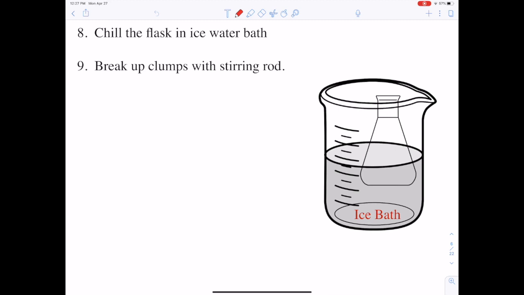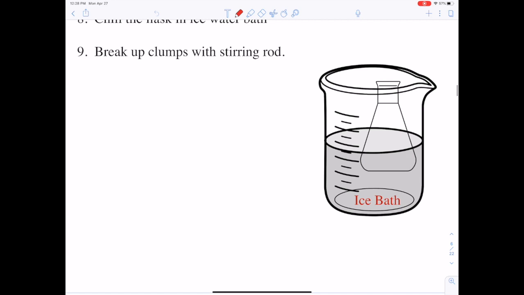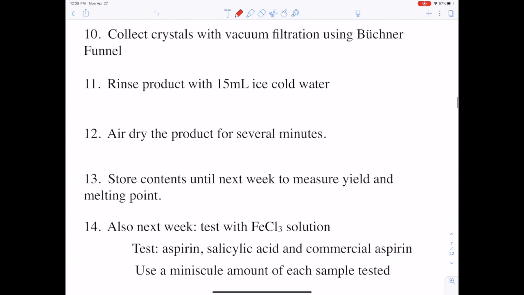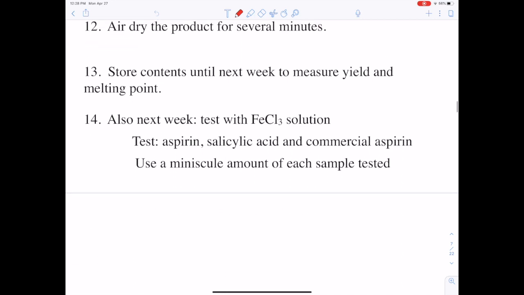The flask is then cooled, and crystals form, and these are broken up with a stirring rod. The crystals are collected on a Buchner funnel and rinsed with cold water so as not to dissolve crystals, or minimize how much are dissolved as they're rinsed. And then these are air dried. And normally we would hold on to these crystals for a week, and the next week we would measure the yield when the crystals are dry and test the aspirin for purity.